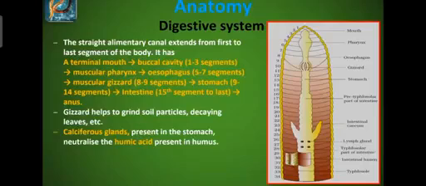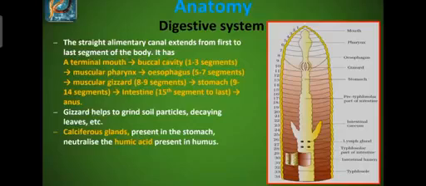Then after 14, from the 15th to the last, the intestine is present. From the 15th segment to the last segment the long intestine is present, and at the last, the anus is present. In the last segment the anus is present. So these are the parts of the digestive system.